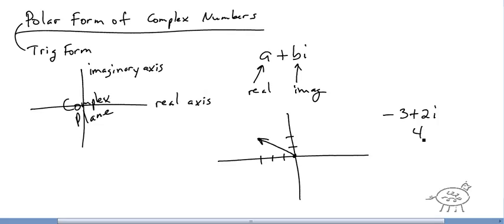And here's another example. If I graph 4, well, it's 4 plus 0i. You don't write the 0i, but that means we just go like this. And here's that vector. And we can just do negative 3i, which is just right down here, this point here. And that's that vector. Okay, so that's pretty easy. Again, these are all vectors.